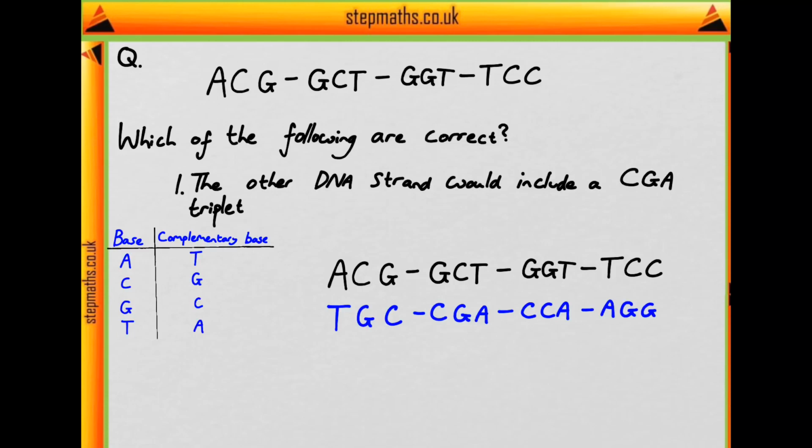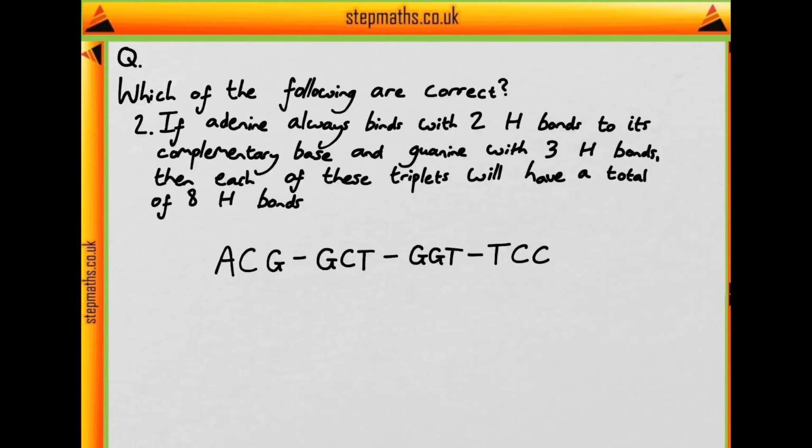And as the statement is saying that the other DNA strand would include a CGA triplet, we can see here that this is true. So this first statement is correct. Now for our second statement.